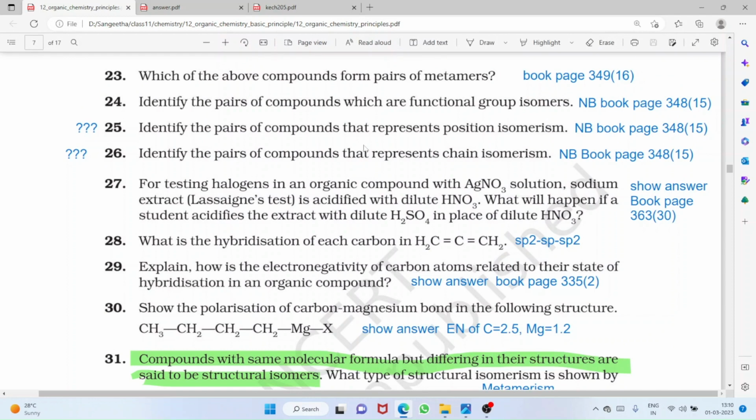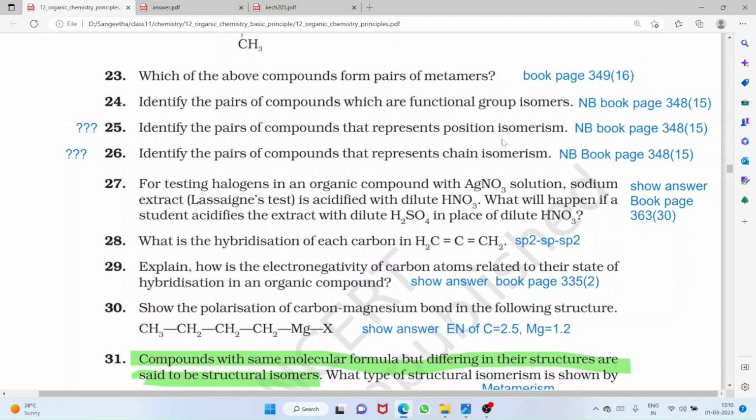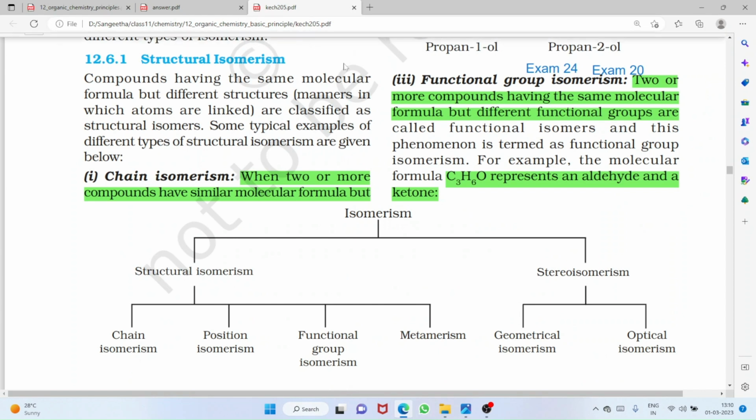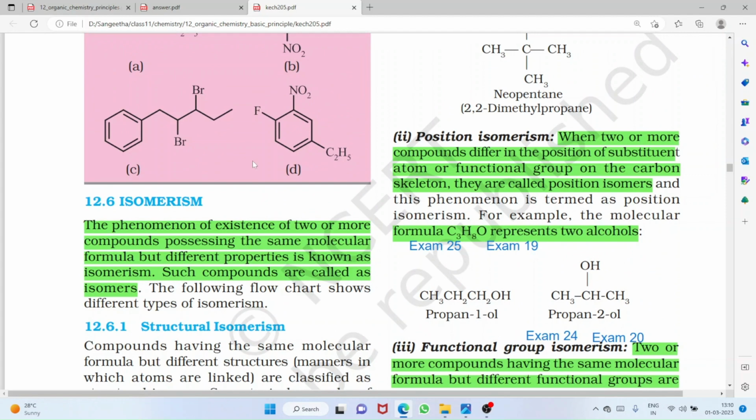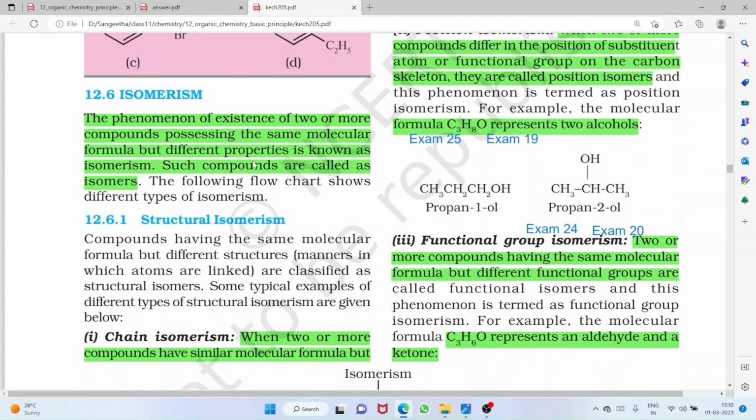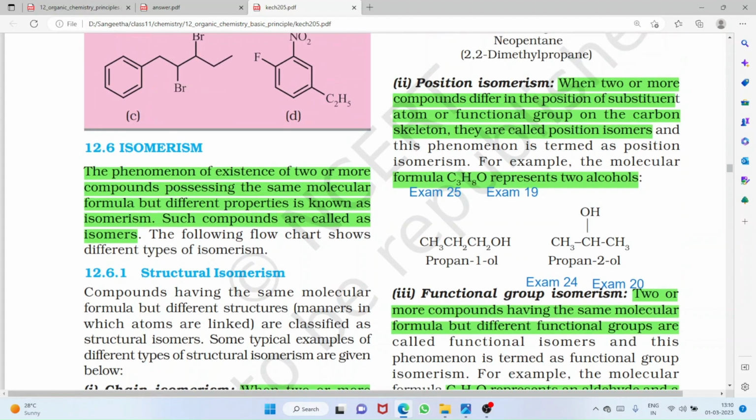Identify the pair that represents position isomers. Position isomers are two or more compounds that differ in the position of the functional group. Okay, here OH is attached here, and here OH is attached in the second position, while this is the first position. So they have the same molecular formula, but the functional group is attached in different places.